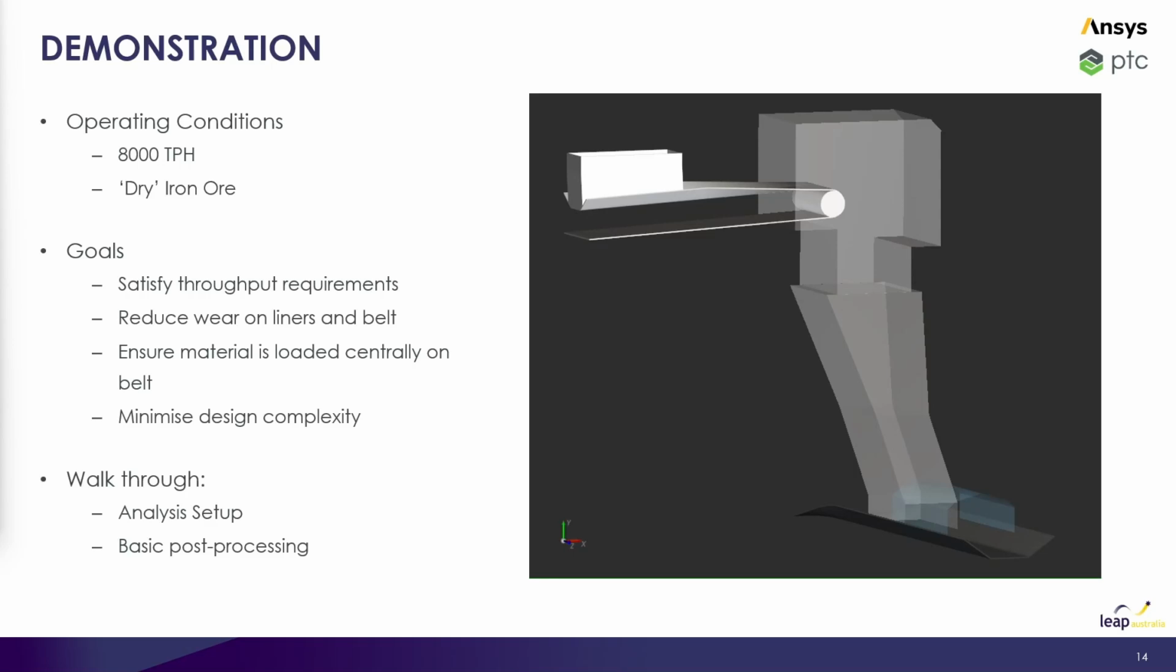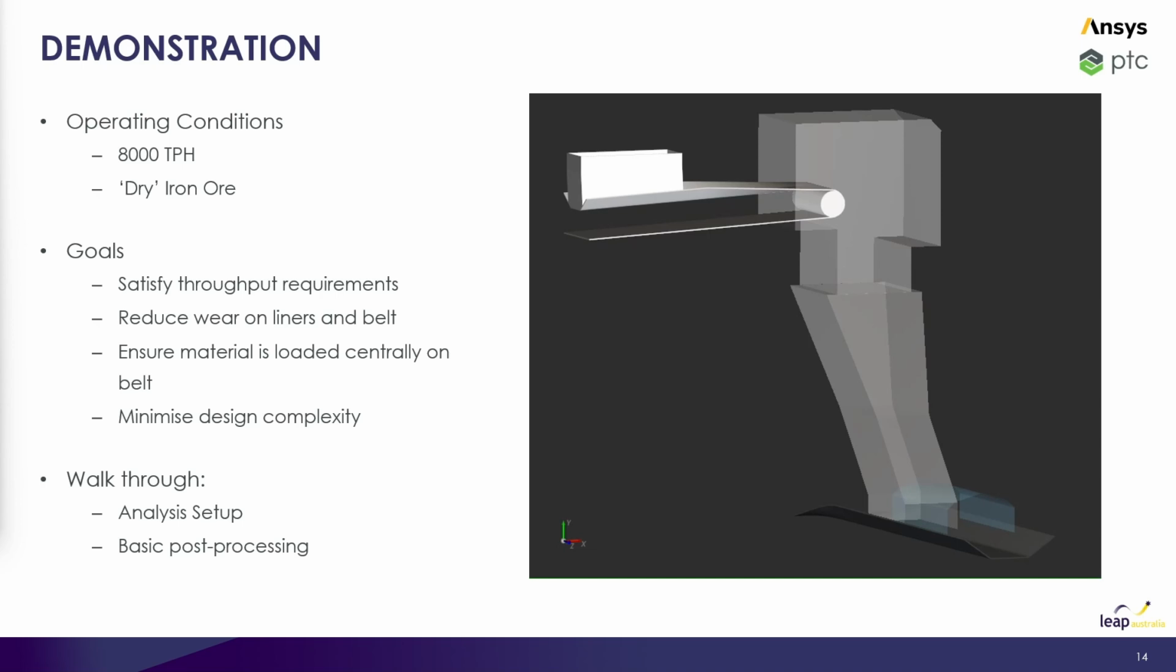All right, let's jump into setting up an example. So I've got a demo case here. It's just a generic rockbox type transfer chute design, and we'll use this to look at some basic setup of an analysis and post-processing.